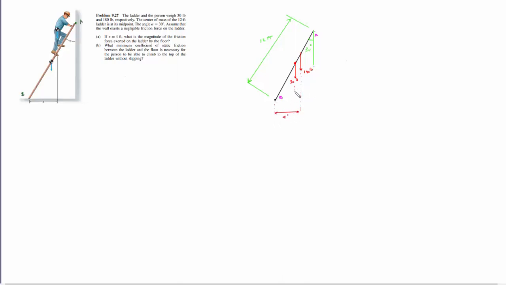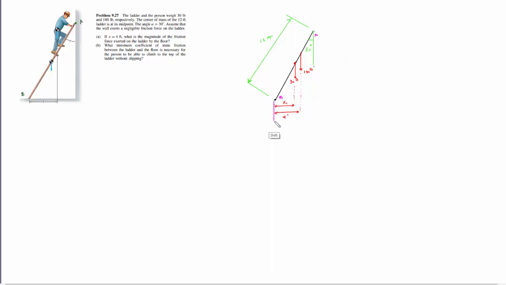We're going to have to compute this distance here. We're going to have to solve for that distance. We're going to call it x1. And let's go ahead and draw our forces on here.